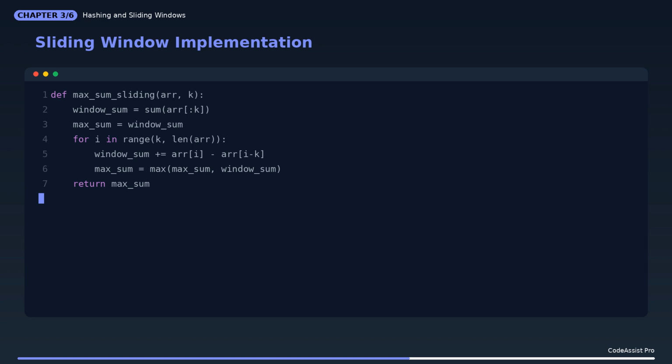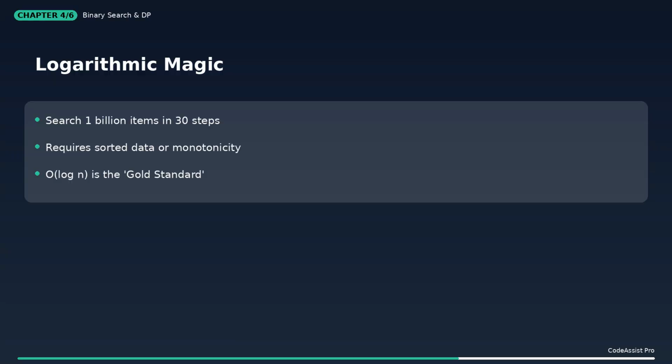If your data is sorted, a linear scan is a waste of time. Binary search is one of the most dramatic optimizations. It can find a needle in a haystack of a billion items in just 30 comparisons. If you don't mention this to an interviewer, you're leaving performance on the table.